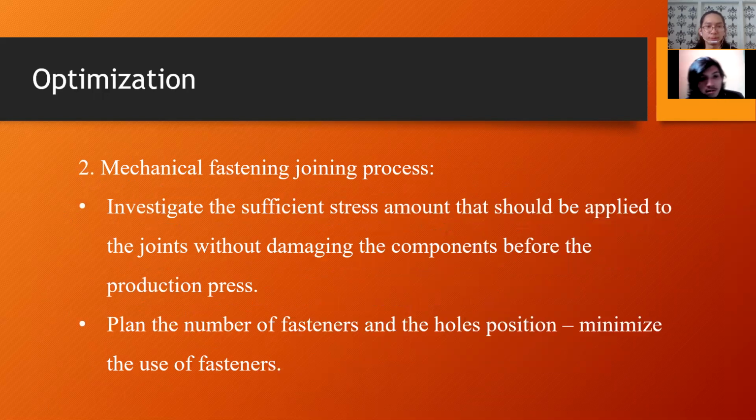So the second one is the mechanical fastening joining process. To optimize it, we need to investigate the sufficient stress amount that should be applied to the joints without damaging the components before the production phase begins. Another method is by planning the number of fasteners and the hole positions. This can minimize the use of fasteners.